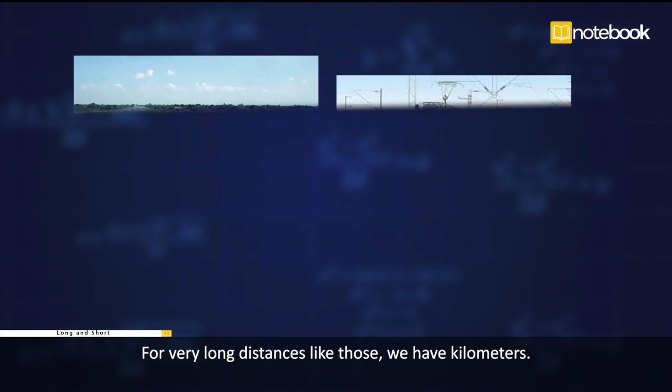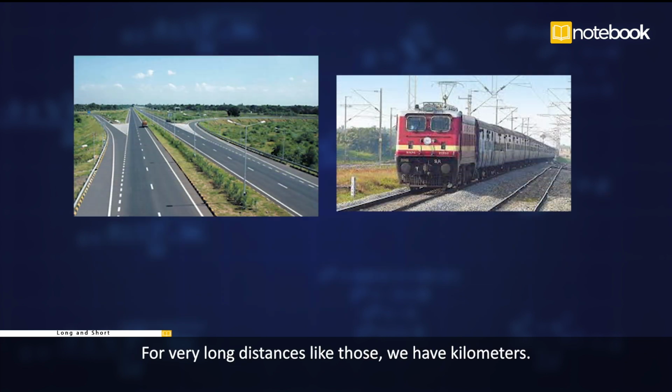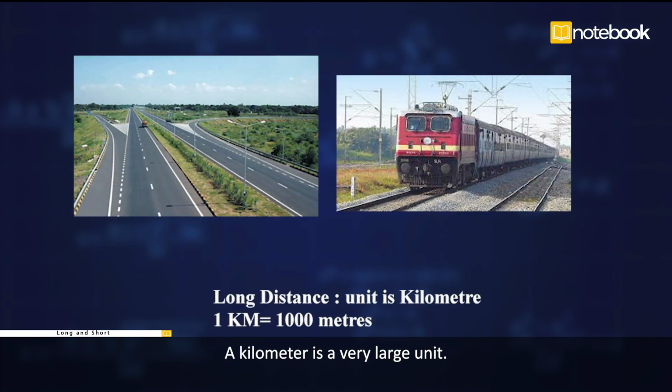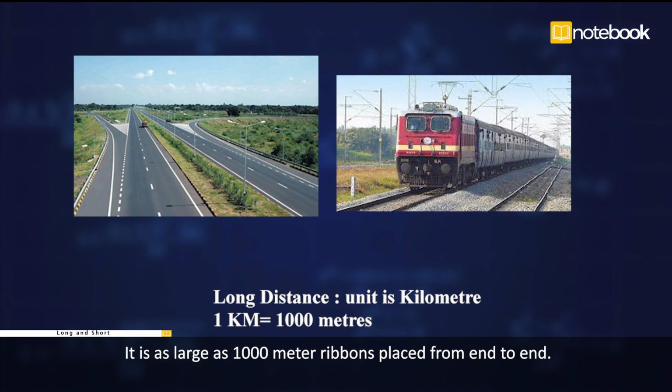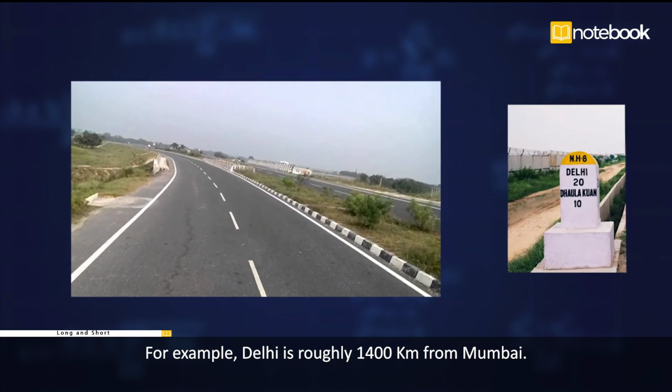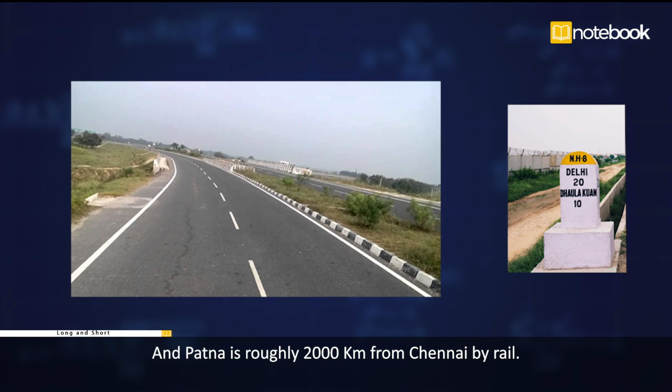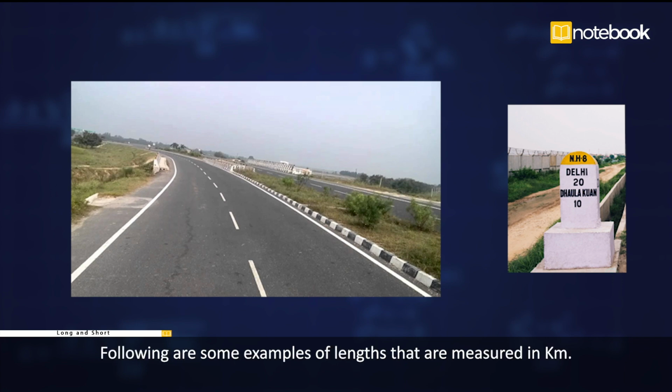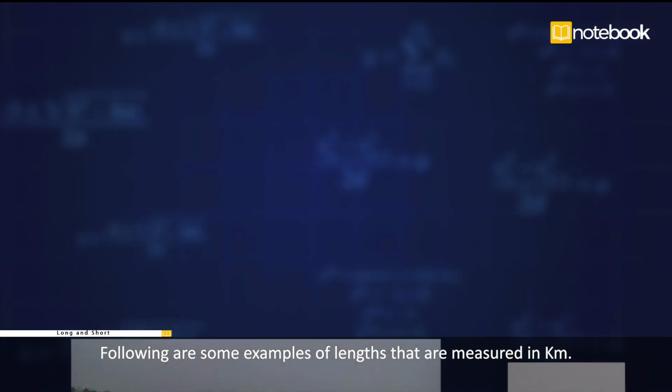For very long distances like those, we have kilometers. A kilometer is a very large unit. It is as large as 1,000 meter ribbons placed from end to end. Kilometers are therefore used to measure distance. For example, Delhi is roughly 1400 km from Mumbai and Patna is roughly 2000 km from Chennai by rail. Following are some examples of lengths that are measured in kilometers.